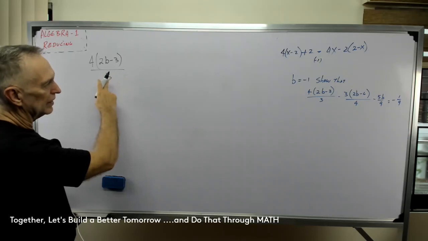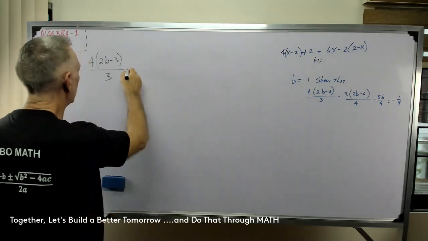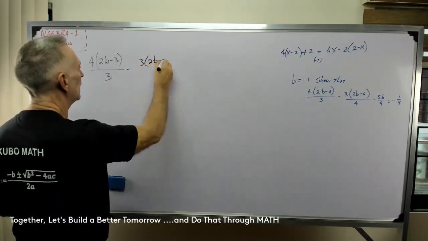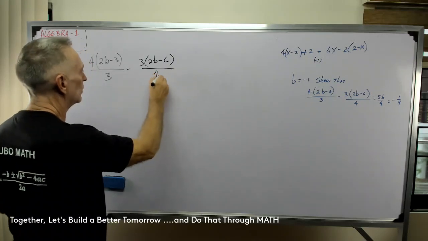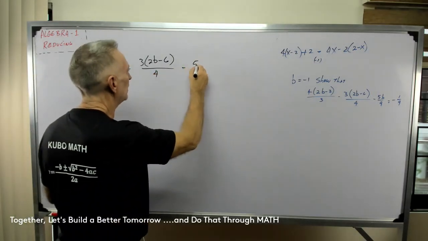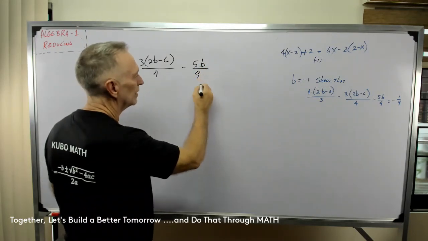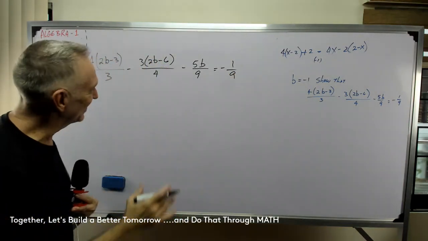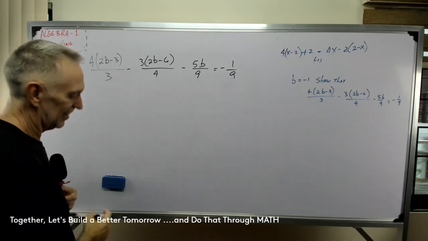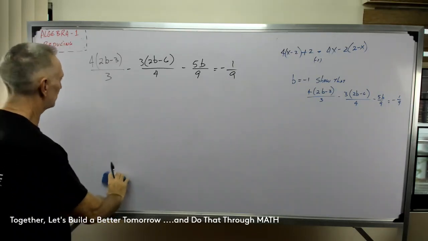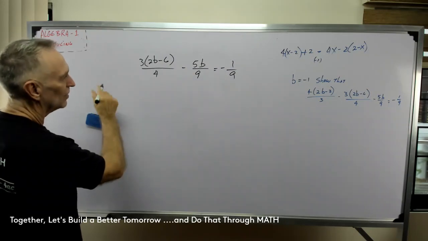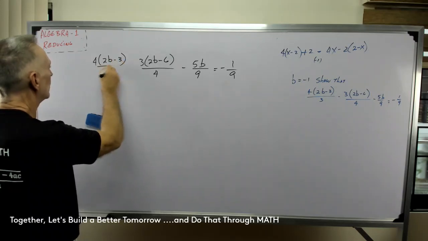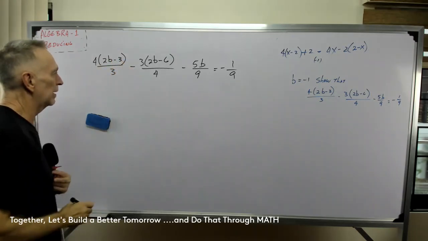4 times 2b minus 3 over 3 minus 3 times 2b minus 6 over 4 minus 5b over 9. Don't turn off the video. Okay, don't run. No, we can do it. Okay. Let me rewrite this first part. It looks kind of sad there. 4 times 2b minus 3 over 3 minus that.